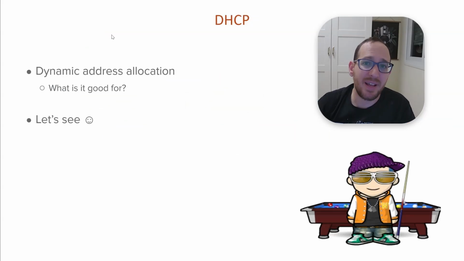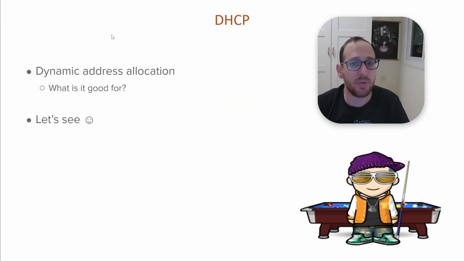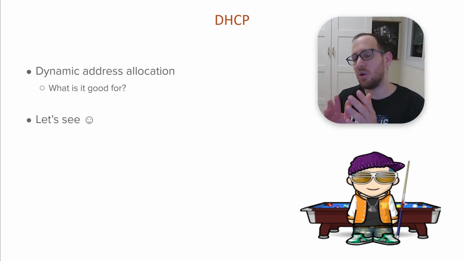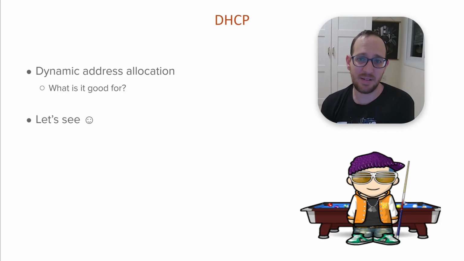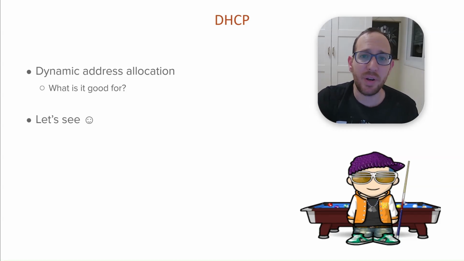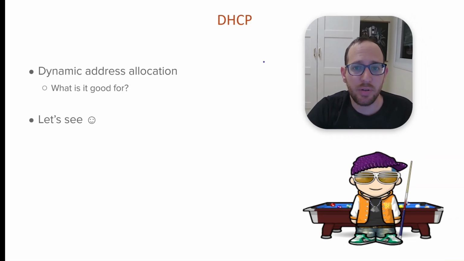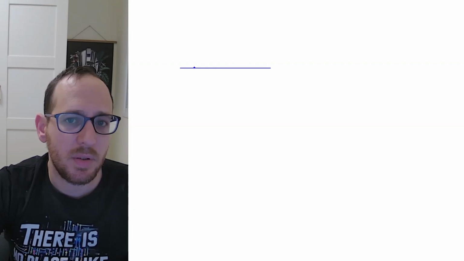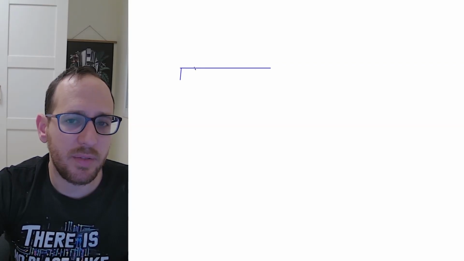DHCP stands for Dynamic Host Configuration Protocol, and it allows for assigning addresses dynamically rather than statically. So I don't have to say this machine always gets this IP address and another machine always gets this IP address. Think of a world without dynamic allocation, but static allocation. How could that work? So for example, let's say I have a network with a few machines. They're all connected via the same cable.